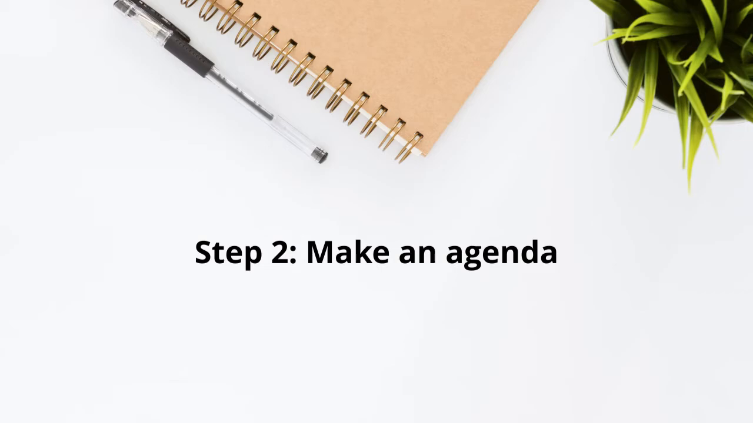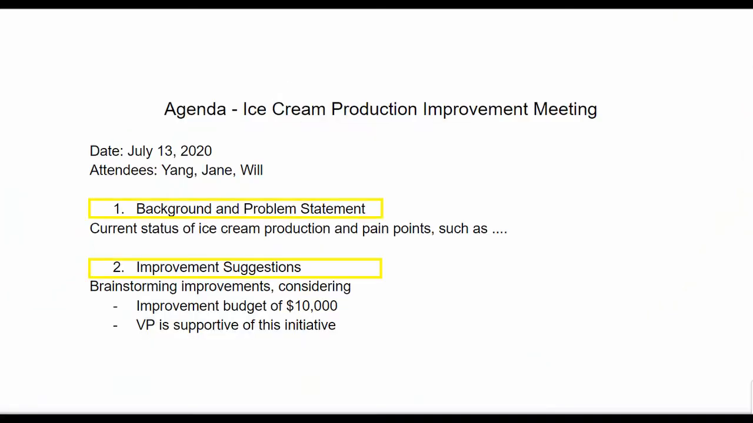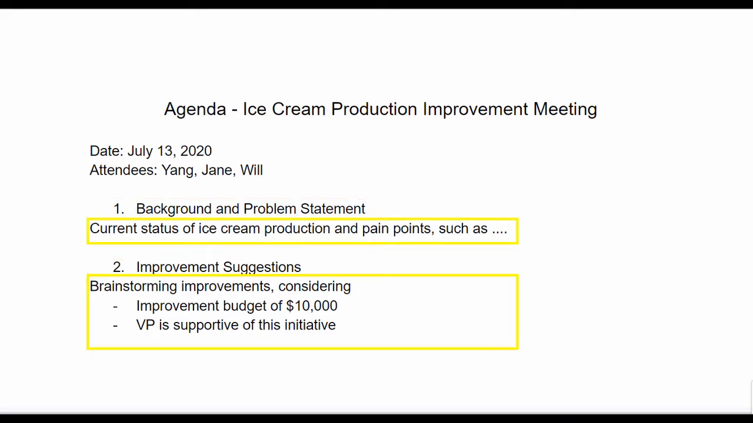Step 2. Make an agenda. Having an agenda will make your meeting discussions more focused and prepared. You should include the topics to be discussed with a short description. And you should send the agenda out early, for example, with your meeting invite. This gives everyone a chance to invite other people who should be involved or to drop out if the meeting doesn't really impact their work.